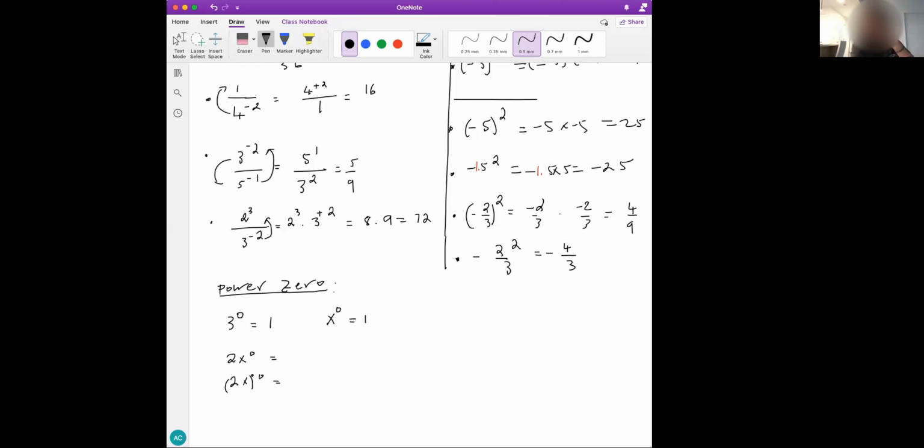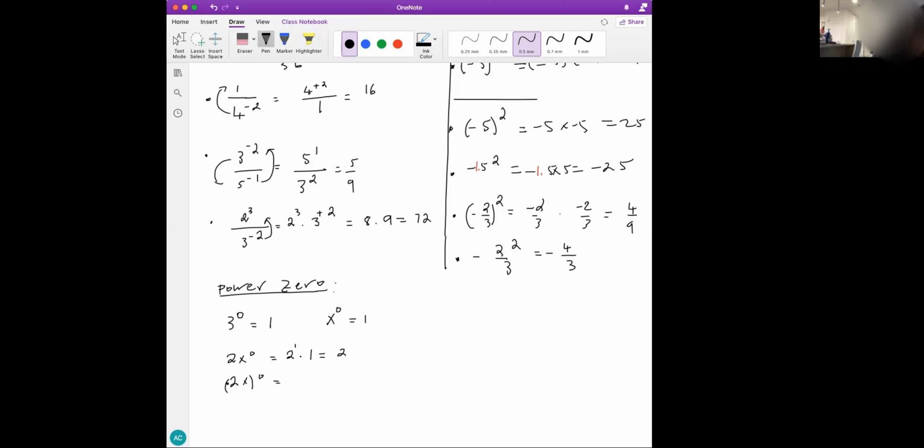Here, the 0 belongs to this whole thing. The base is 2x, but here the base is x. So 2 basically is by itself. It's 2 to the power 1, it has an invisible power here, times x to the power 0. What is x to the power 0 again? 1, as we saw here. x to the power 0 is 1. Now you can multiply, you say 2.